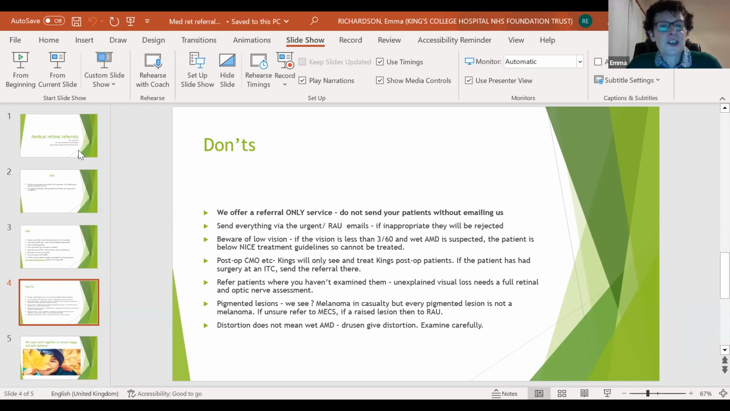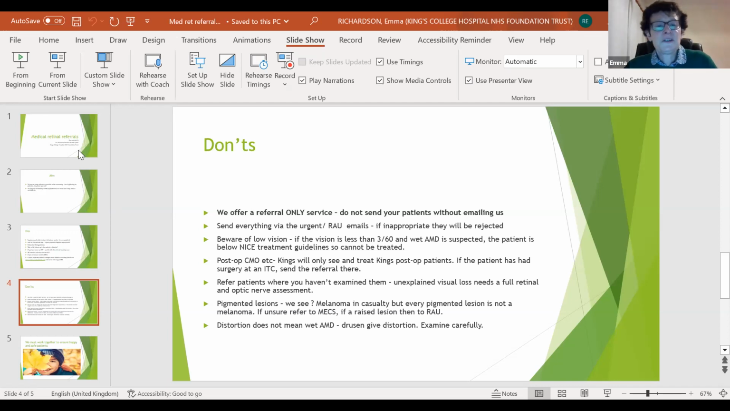Do beware of low vision when you're referring wet AMD. If the vision is less than 3/60 in a wet AMD patient, they're below NICE guidelines, so we couldn't treat them. So just beware of that. Don't promise the patient that they can have treatment, because they may not be able to.